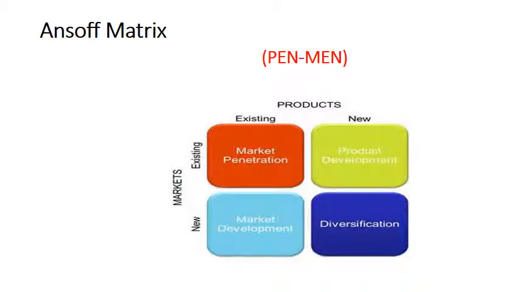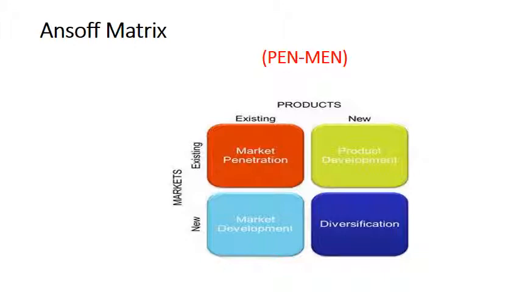Looking at the matrix in more detail, there are 2 axes. The first one has the products, which are both existing and new. Then we have the markets, which are existing and new. The best way to remember this, I find, is pen men. If you remember that for your exam, whenever you are asked about Ansoff or you want to use the Ansoff matrix, it's pen men. And the pen men basically stands for products existing new, markets existing new.